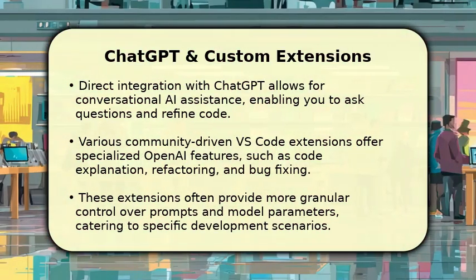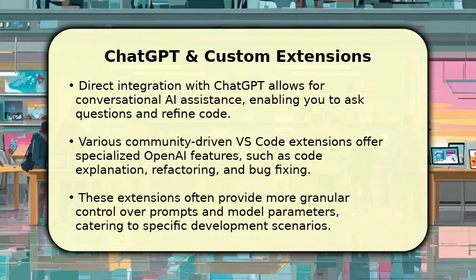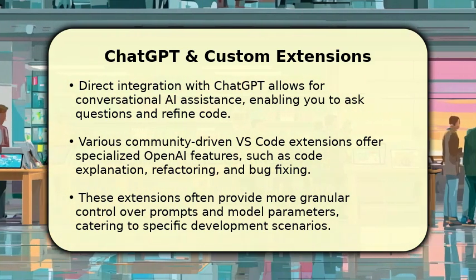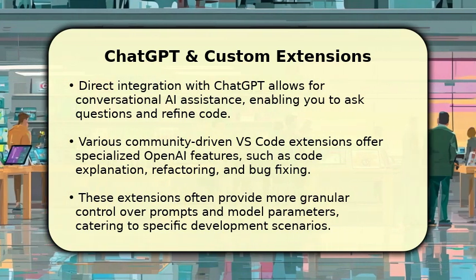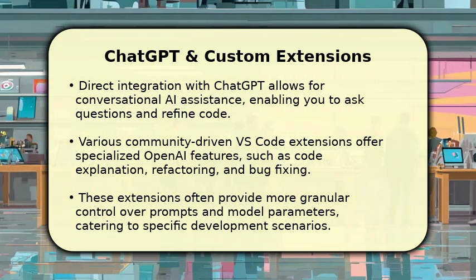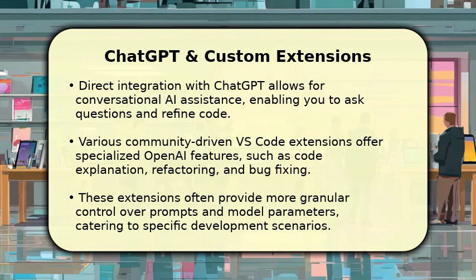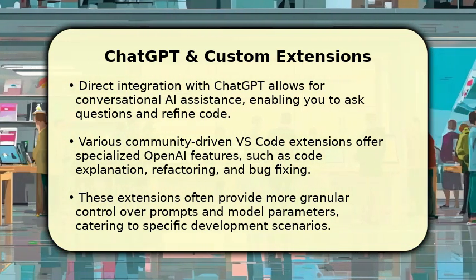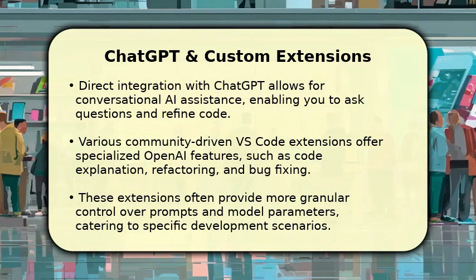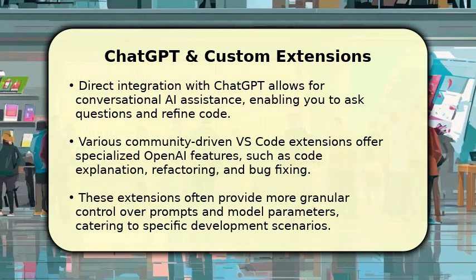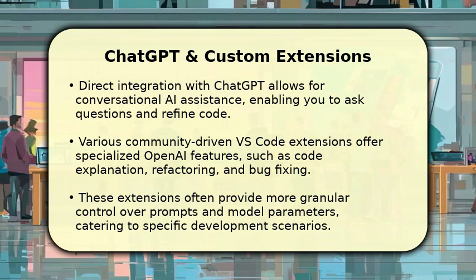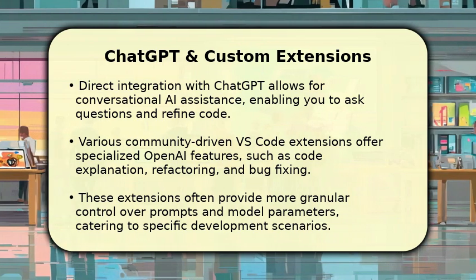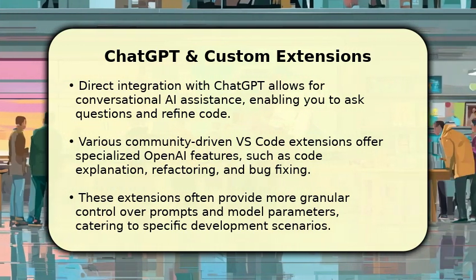Beyond Copilot, you can leverage ChatGPT directly or explore a range of custom VS Code extensions. These tools offer a more interactive experience, allowing you to chat with an AI to debug, explain complex code, or even generate test cases. Many extensions provide fine-tuned control over the AI's behavior, letting you tailor its responses to your exact requirements. This flexibility empowers you to tackle unique coding challenges with intelligent, on-demand support.